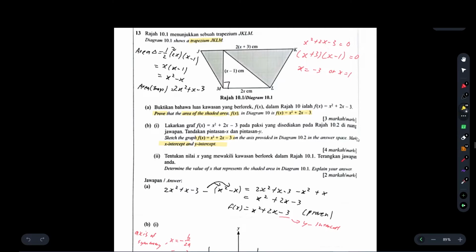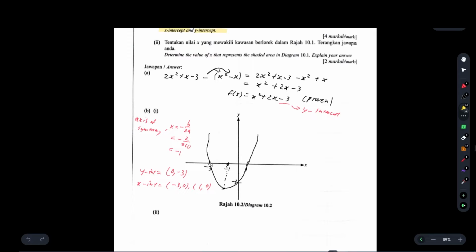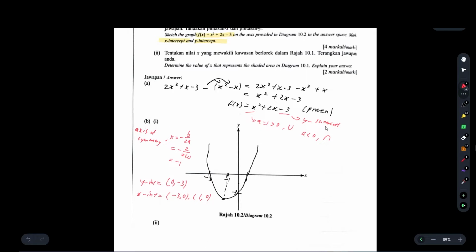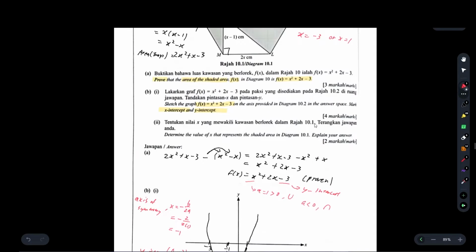Okay, so let's talk about why the shape of the graph is a U shape. It's simply because the value of a in this quadratic equation is 1, which is more than 0, positive. So that's why it's a U shape. On the other hand, if it is less than 0, or negative, it will be an N shape, which looks like a reverse U. Yeah, so that's why.